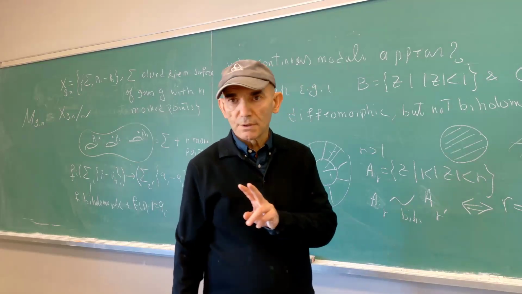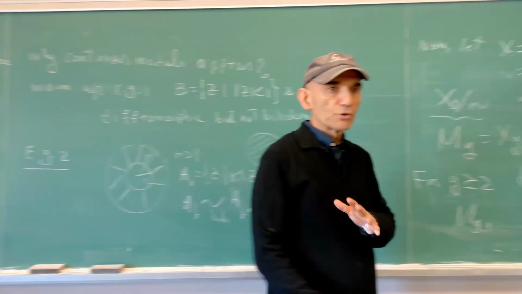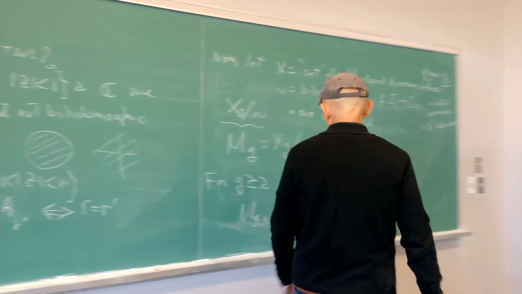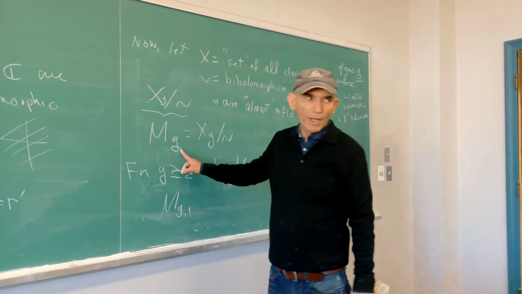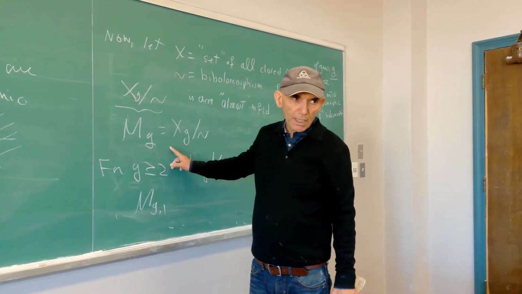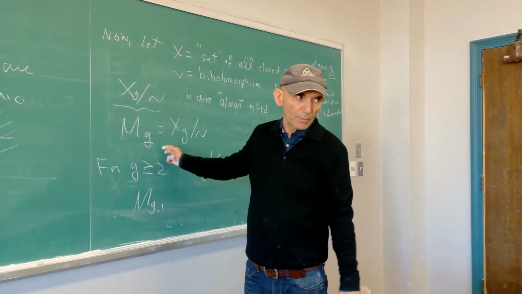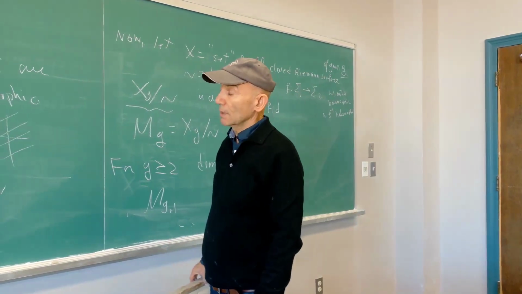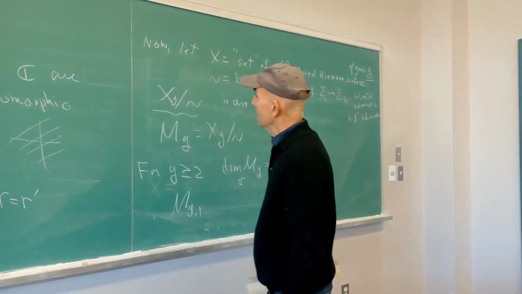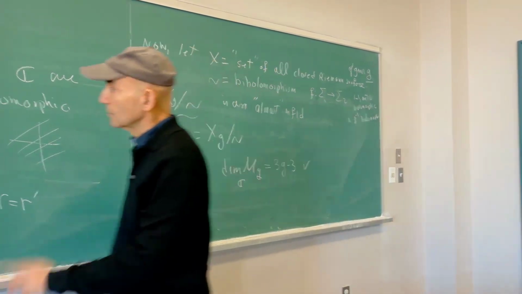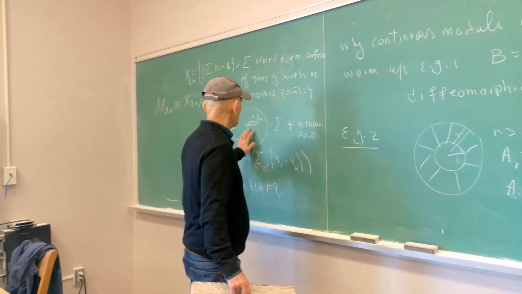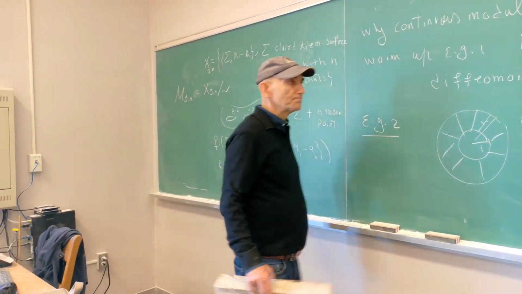Yeah. So let me give you two more examples where you see that the continuous moduli actually appear in a natural way. By the way, these spaces are not compact, and they have to be compactified in a special way. So let's look at two more examples, because there was a question.